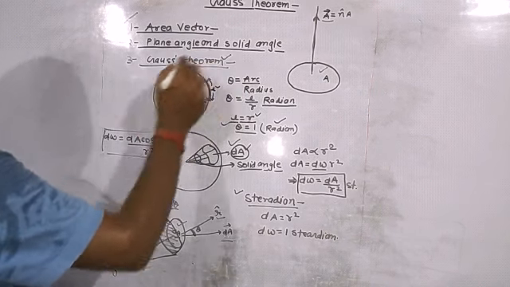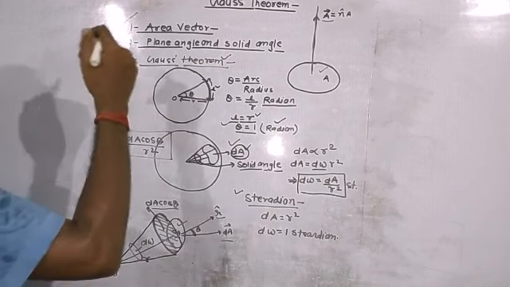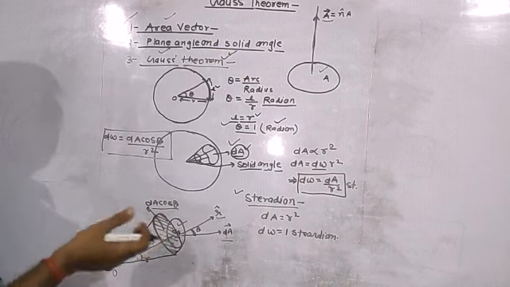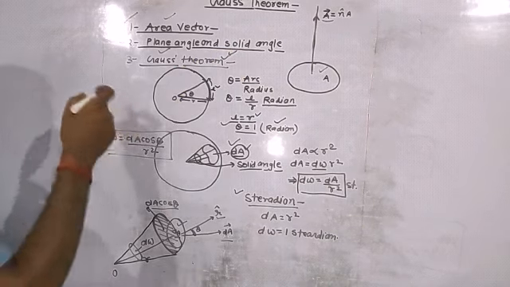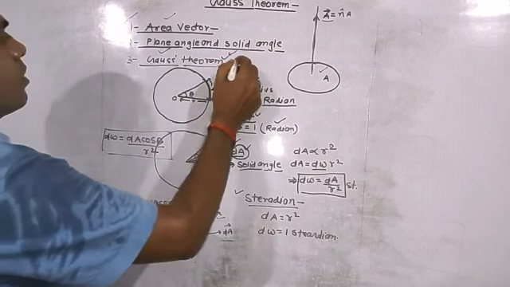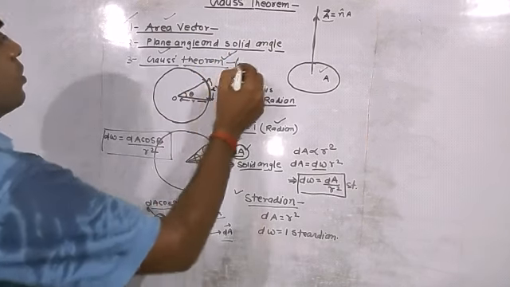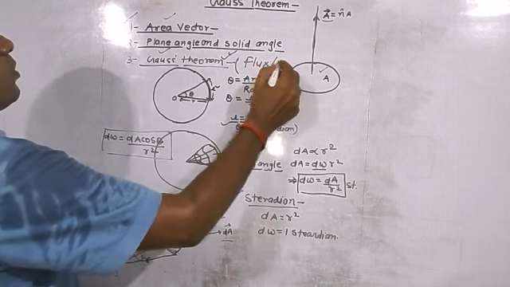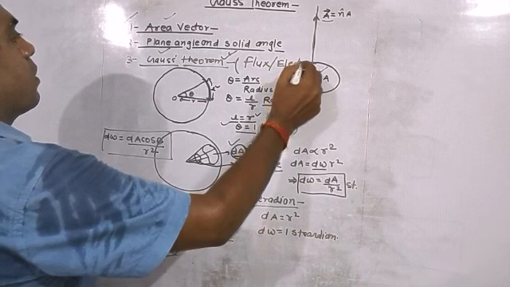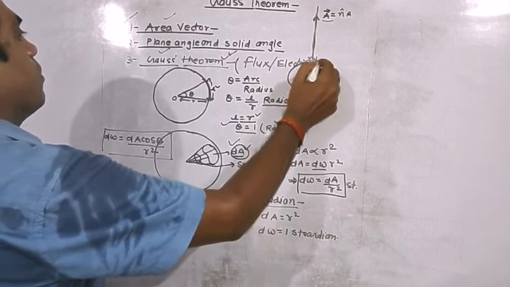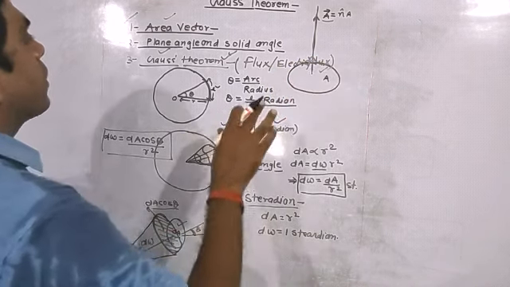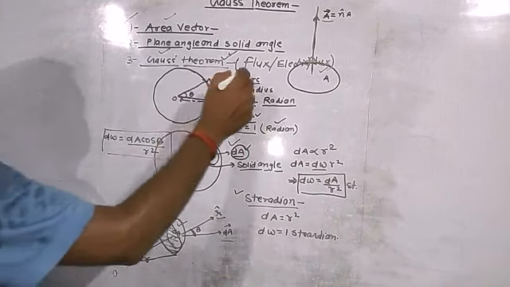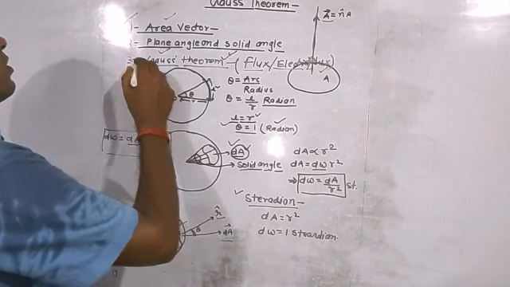Now we have to discuss what is the Gauss theorem. After understanding the concept of area vector and plane angle and solid angle, now we are able to define Gauss theorem. But before defining the Gauss theorem, one point we need to understand is the concept of flux as well as the concept of electric flux. So here we are going to define the flux or electric flux. After discussion of flux and electric flux, we will discuss the Gauss theorem.